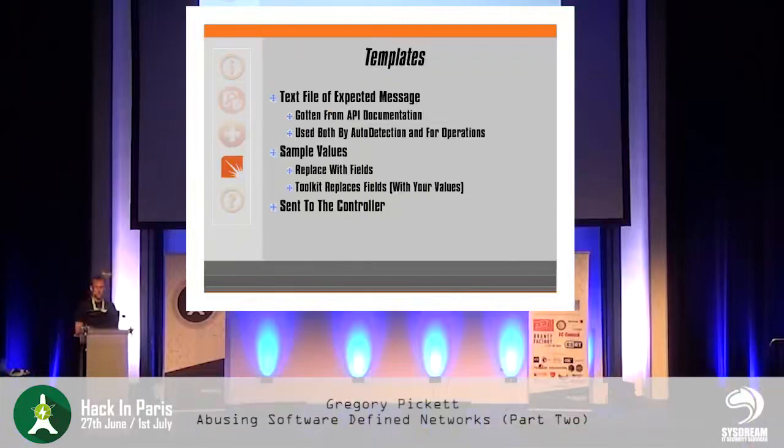For templates, it's a text file of that expected message. It's gotten from the API documentation. It's used by both auto detection and for the operations. There's sample values in there, of course. When you go to the documentation, you'll just replace them with the fields. Toolkit then replaces those fields with your values and then sends them off to that controller.